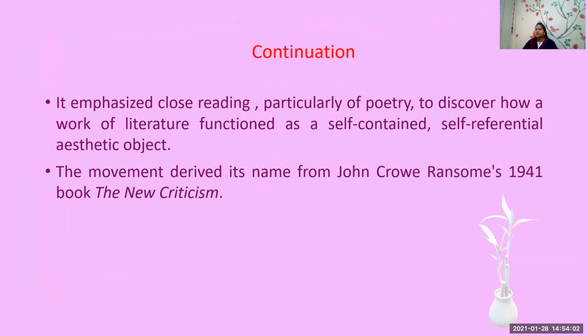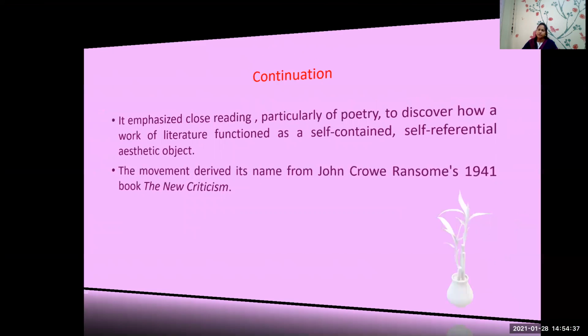They believe that there is a unique and universal theme in works of art which is timeless and independent of the reader or social historical events. Thus, new criticism developed as a reaction to the older philosophical and literary history schools. It emphasized close reading, particularly of poetry, to discover how a work of literature functions as a self contained, self referential aesthetic object.